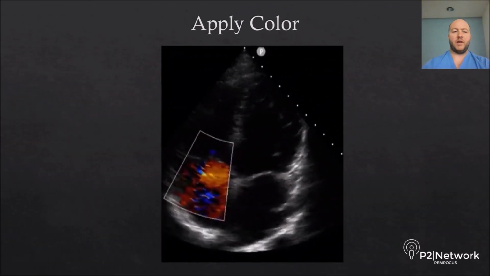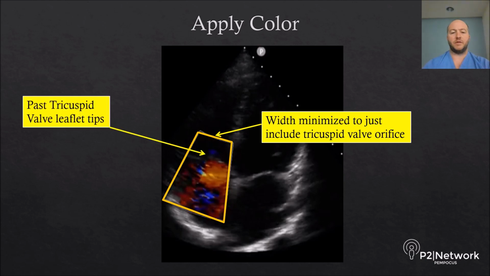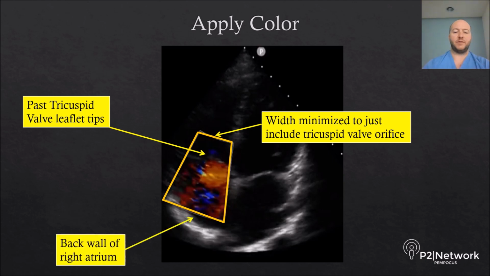We've now applied color to our apical four-chamber view. When adjusting our color box, we want to do a number of things, including minimizing the width of the color box to include just the tricuspid valve orifice. We want to make sure that the color box extends past the tricuspid valve leaflet tips. And we want to make sure that the color box extends to the back wall of the right atrium.